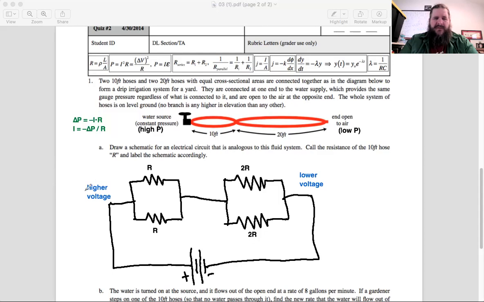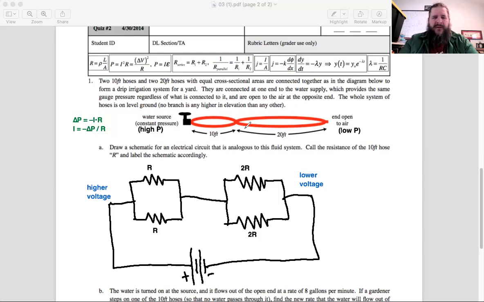And the positive terminal creates a high voltage zone analogous to the high pressure zone from the faucet. The negative terminal of the battery creates a lower voltage zone analogous to the low pressure of the open air. So this electrical circuit is analogous to this fluid flow situation. In other words, it's going to act almost exactly the same, even though it's a different system.